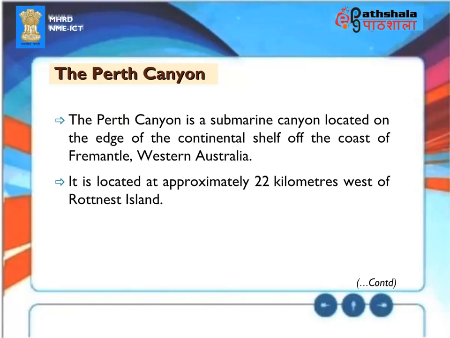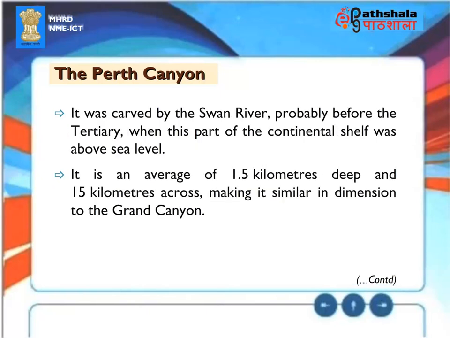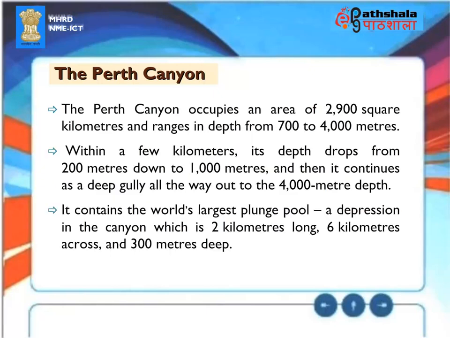The Perth Canyon is a submarine canyon located on the edge of the continental shelf off the coast of Fremantle, Western Australia. It is located approximately 22 kilometers west of Rottnest Island. It was carved by the Swan River, probably before the Tertiary, when this part of the continental shelf was above sea level. It is an average of 1.5 kilometers deep and 15 kilometers across, making it similar in dimension to the Grand Canyon.